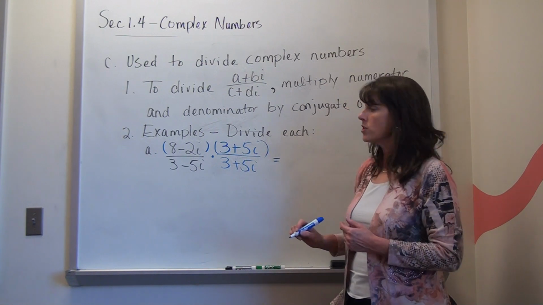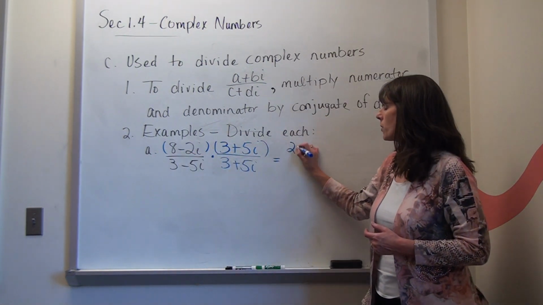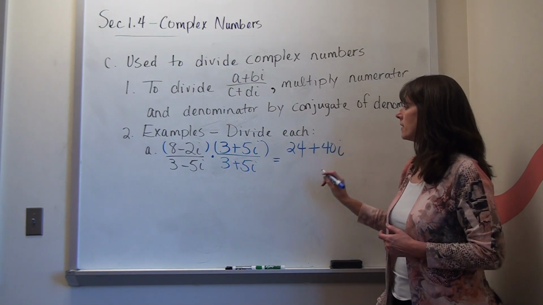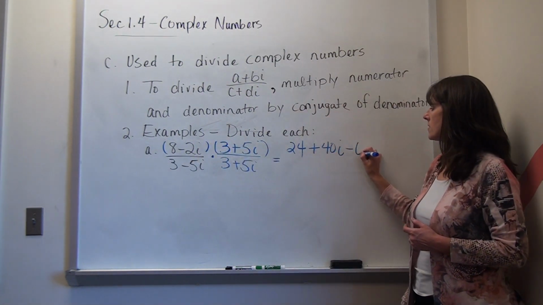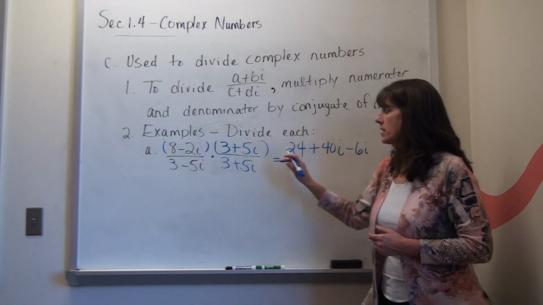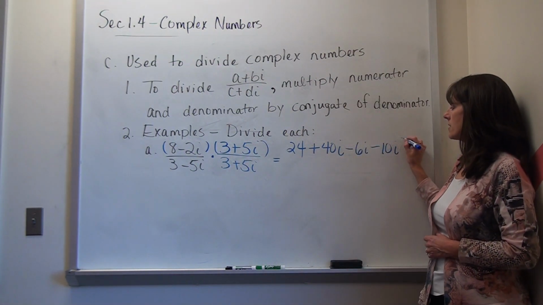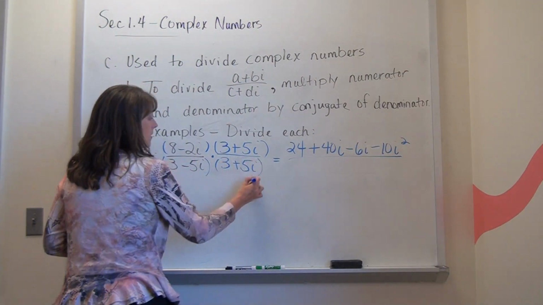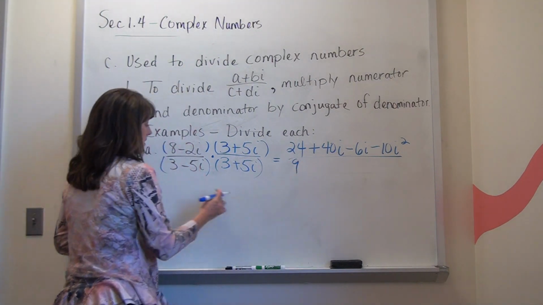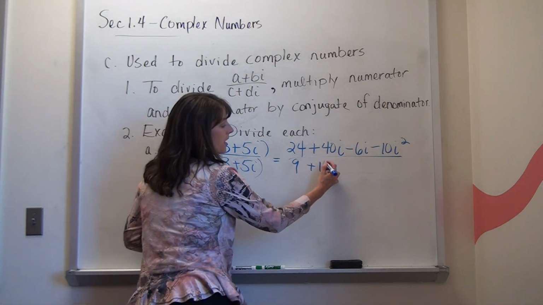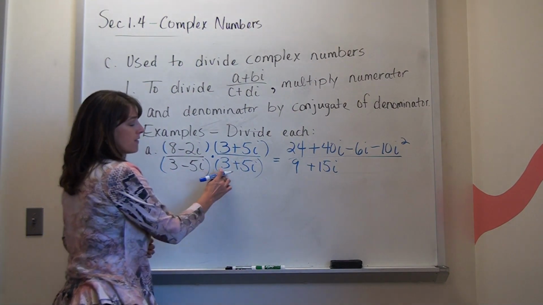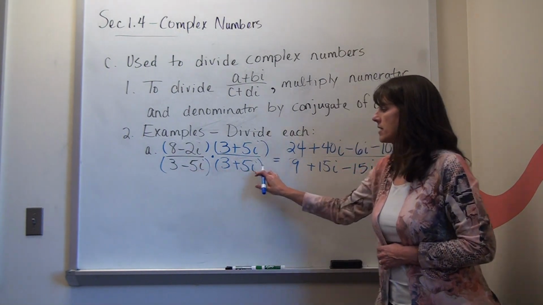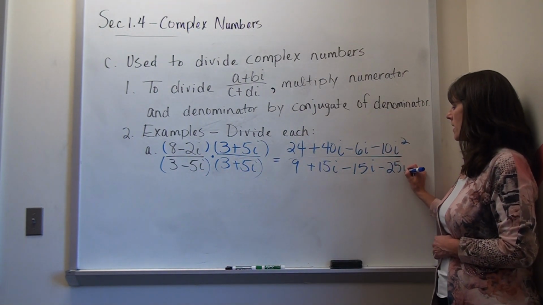When I FOIL across the numerator, 8 times 3 is 24. 8 times 5i is going to be 40i. Negative 2i times 3 is negative 6i. And a negative 2i times a 5i is a negative 10i squared. Now when I FOIL that denominator, 3 times 3 is 9. 3 times 5i is 15i. Negative 5i times 3 is negative 15i. And a negative 5i times a 5i is a negative 25i squared.